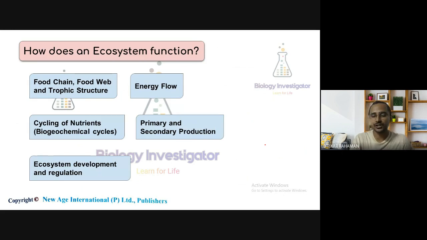So first one is food chain. First category: food chain, food web, and trophic structure. So there are three components. We will discuss these three components: food chain, food web, and trophic structure.